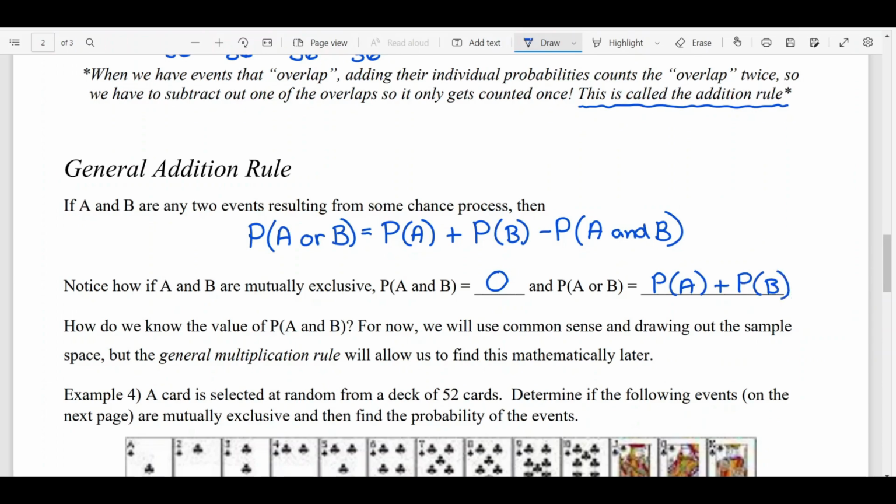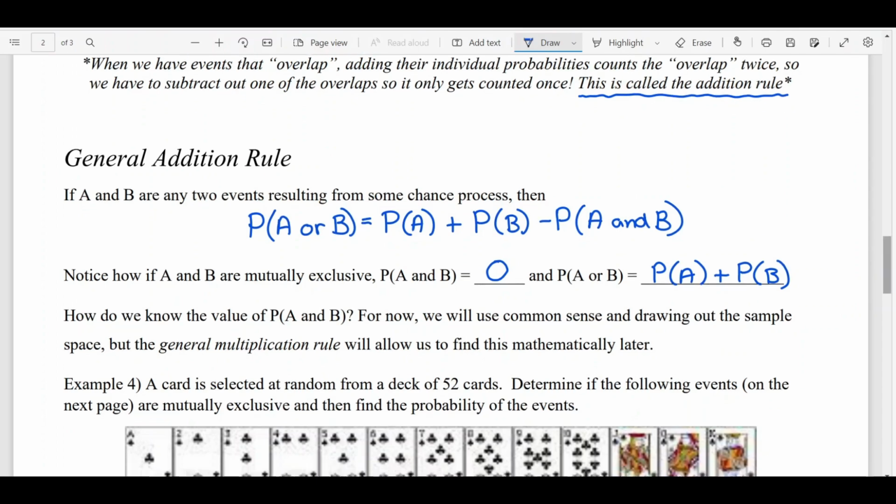So we can find their individual probabilities. How do we find the probability that they occur together? Well, in the problem we just did, we used common sense. There was 1 out of 36 possibilities where they occur together. And that's what we'll do to find that overlap for right now. We do have the general multiplication rule that we can use to find that overlap later, so we'll learn about that a little bit later. For right now, we'll just do some common sense work.